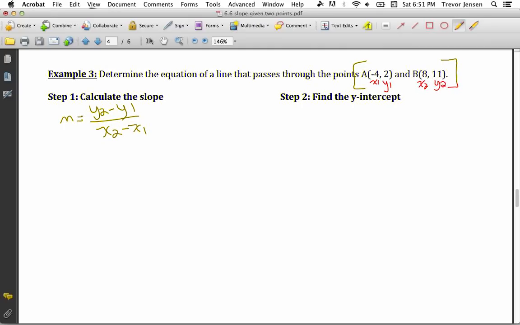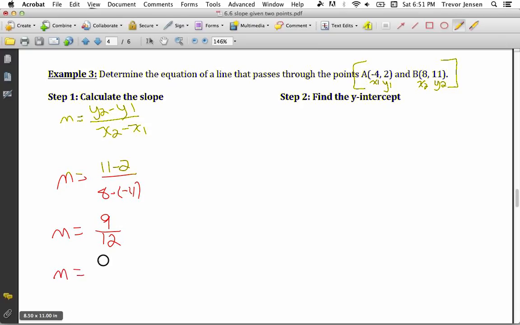Plug everything into your equation, and you figure out that your y2 minus y1 is 11 minus 2, divided by your x2 minus x1, 8 minus negative 4. So your slope is equal to 9 over 12, which simplifies to, well, 3 goes into both 9 and 12.